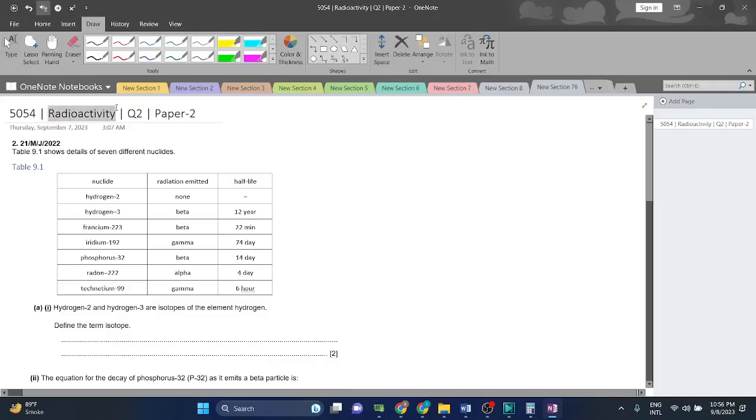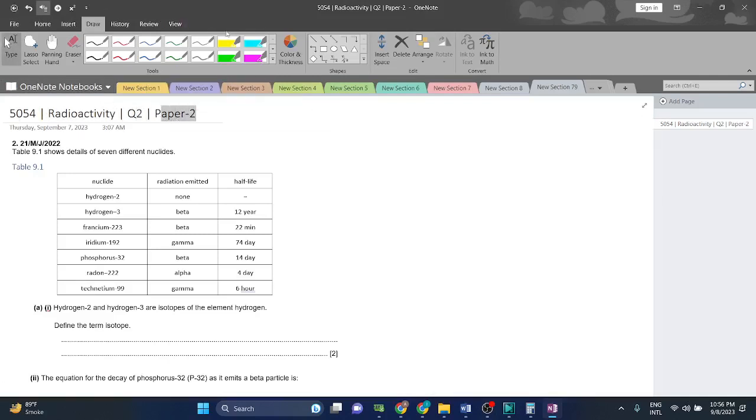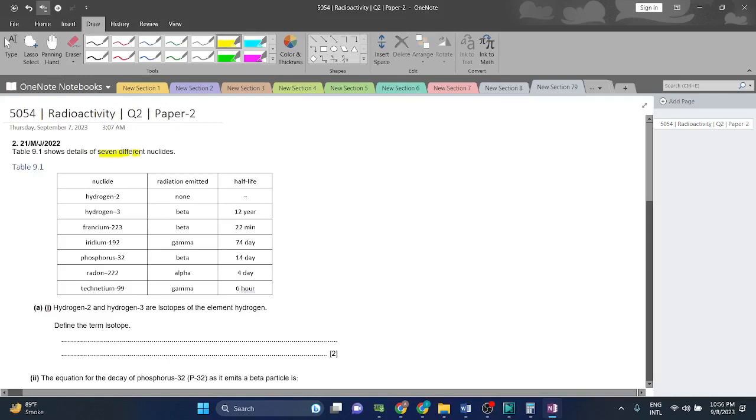Welcome back, guys. Now we're going to be doing radioactivity. Question 2, paper 25054. Let's start. Question 2. Table 9.1 shows details of 7 different nuclides.